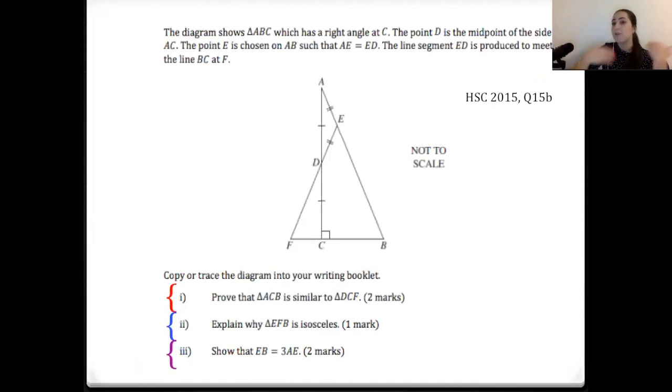So it just requires a little bit more knowledge and a little bit more of an understanding of what you're doing. And then finally, showing that EB equals 3 lots of AE. So I've sort of categorized this as your band 6 question, and the reason is because you need to find your own solution in showing that EB equals 3 lots of AE. So you need to combine all you know about triangles, about trigonometry, and about algebra to form a solution to this question. And although it is only worth 2 marks, if you're able to get those 2 marks in that whole 5-mark question, that pushes you up into the band 6 range. That's why I've placed it as a band 6 question.